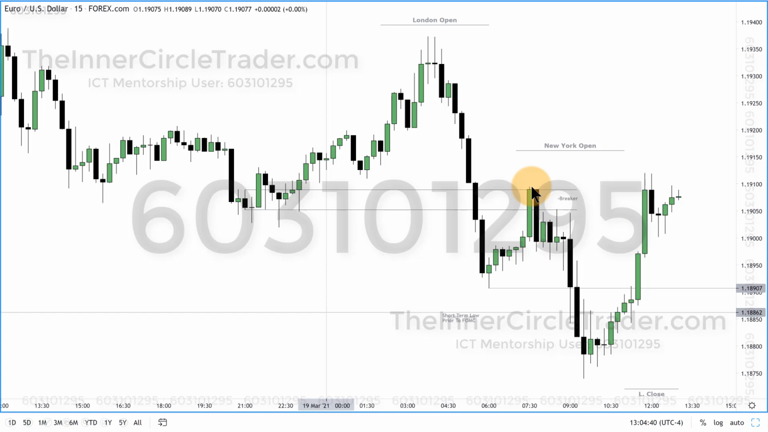Beautiful delivery up into New York open. Breaks down. Optimal trade entry hits the low end of the breaker, or discount low. Price breaks lower and takes out that short-term low prior to FOMC, and then ultimately moves approximately 10 pips below the short-term low prior to the FOMC run-up.